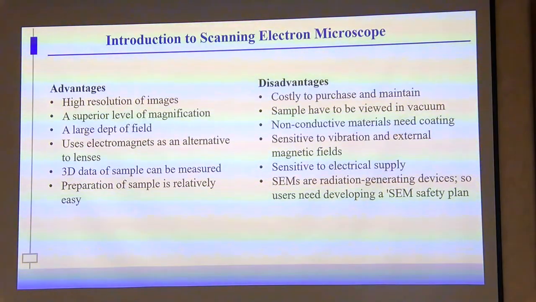And then it's very sensitive to vibration and external magnetic fields, because external magnetic fields can deviate the direction of the emitted secondary electrons. And then you have issues with your images. And then these SEM generate radiation, so you should have a safety plan for that.